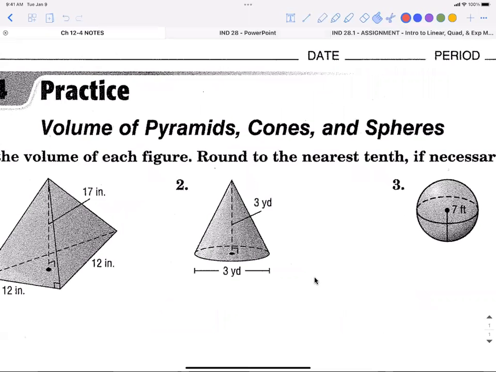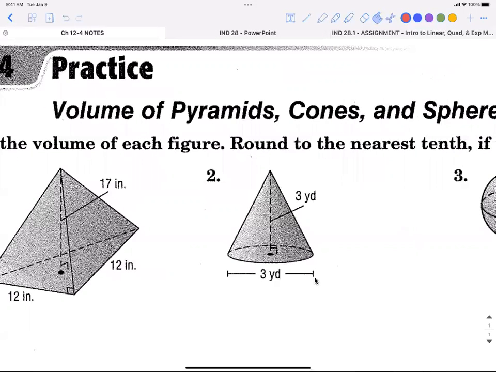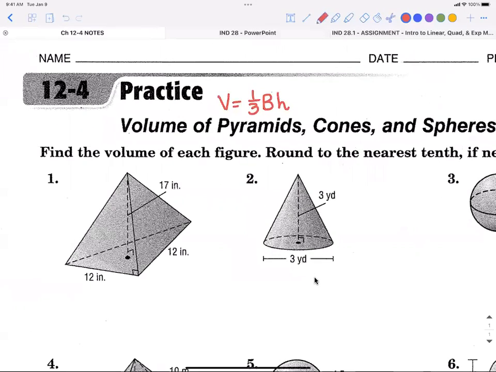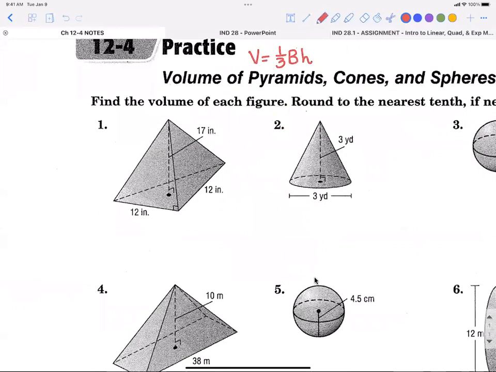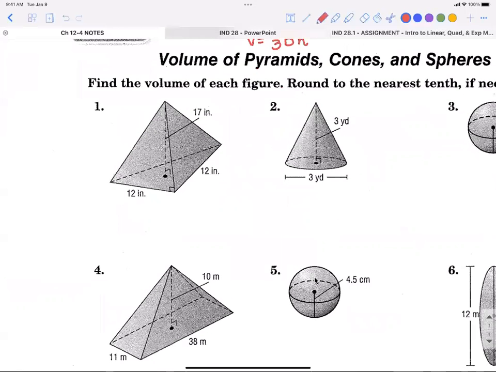Okay. All right. So volume of a pyramid. Now this is the only one that gets a little tricky, and this is where we introduce the capital B to you. So volume of a pyramid is V equals 1/3 capital B H. The reason this is a little tricky is because pyramids can be different shapes. If you look at the examples of number 1 and number 4, these are both considered pyramids because they both rise up to a point at the top.